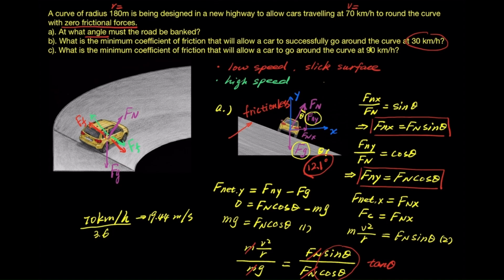Okay. Finally, let's look at the case where the car is driving faster than the design speed and traveling at 90 kilometers per hour. What happens here?